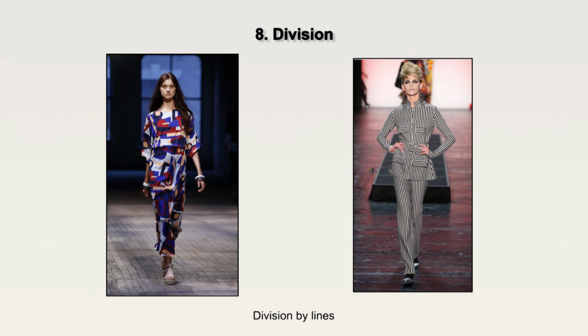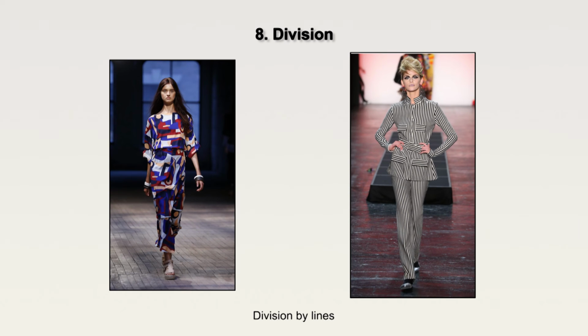The picture on the left is from Red Berger's show from New York Fashion Week. See how the print on the dress creates division by lines. On the right is Betsy Johnson's show from New York Fashion Week. Another example of division by lines. We can see that the pocket flap in this dress has horizontal stripes, also the collar.